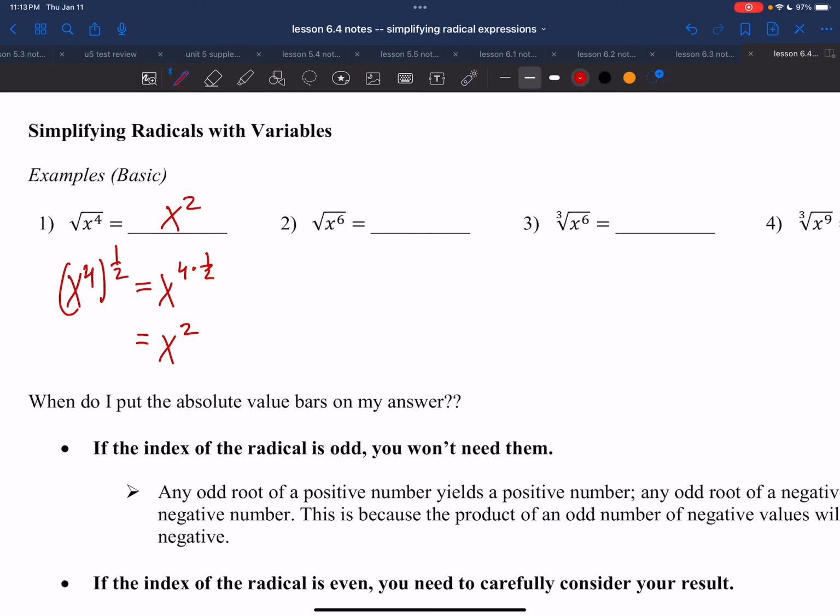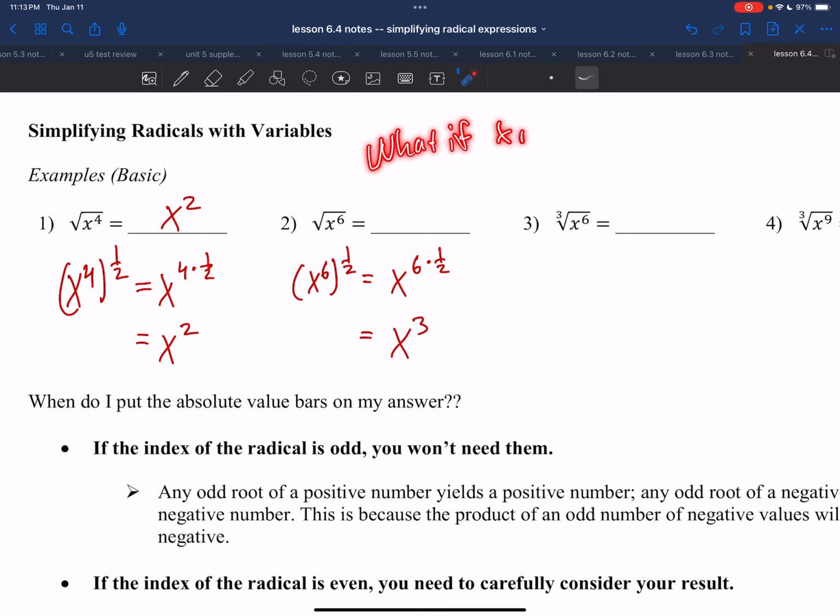Okay. So we try the other one, x to the sixth. Well, I can do the exact same thing. I could say, oh, it was x to the sixth to the 1/2, which equals x to the 6 times 1/2, which equals x to the 3, right? And so, you know, there it is. Except, hold on. Wait a minute. What if x is negative?